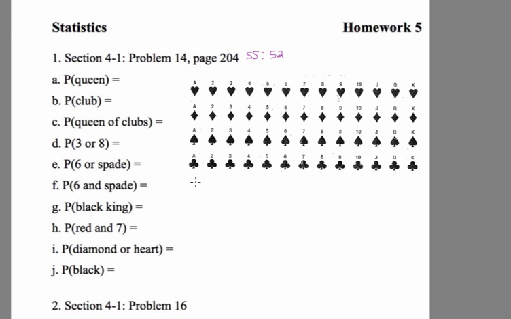So, the probability of a queen. There are 4 queens out of a total of 52 cards. So 4 out of 52. Reduced, that is 1/13.